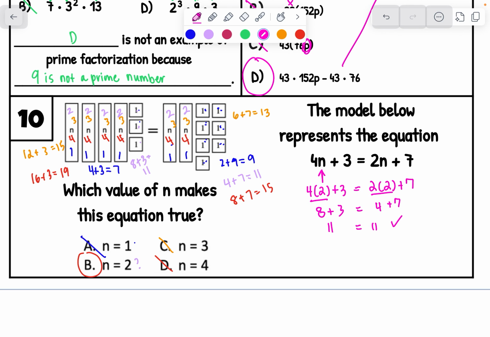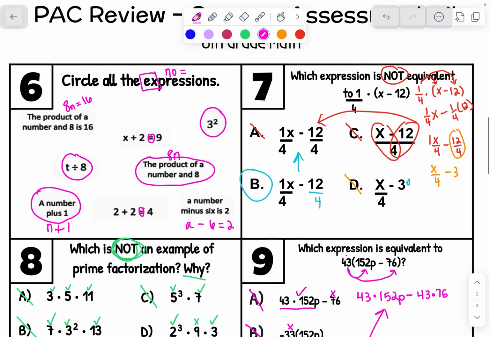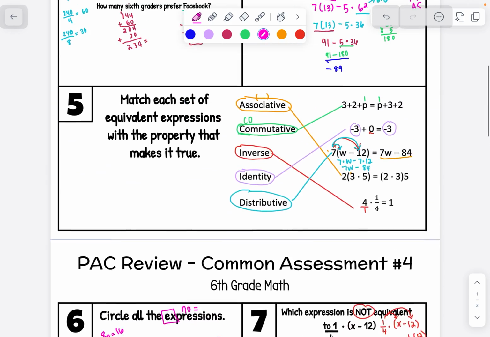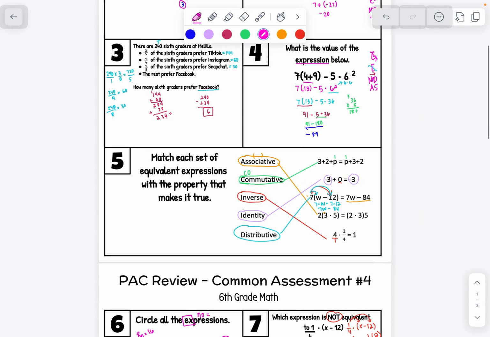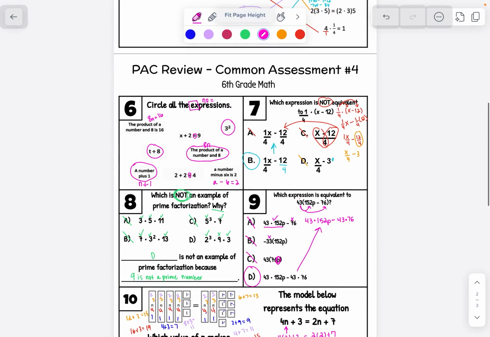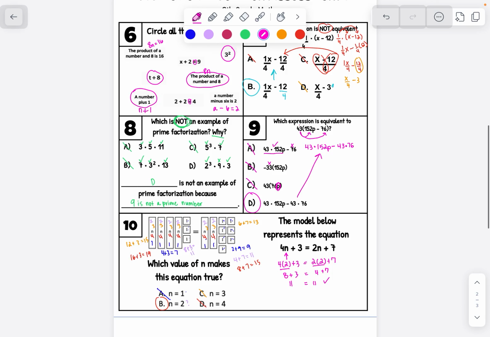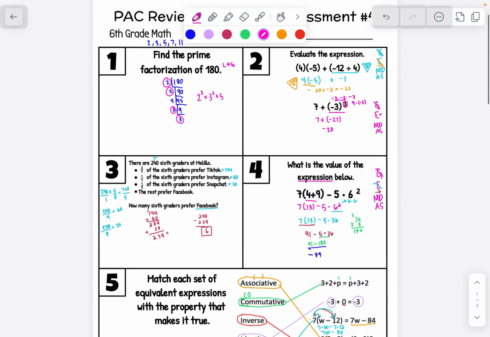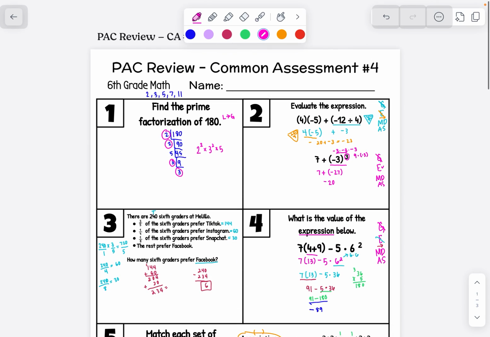And again, remember the point of a review video is that you watch it as many times as you need to. Definitely review these properties, guys, because that's going to make our lives a lot easier when we're looking at questions like 9, 7, and even 10. It's going to help us really understand what kind of properties they're asking us to look at.